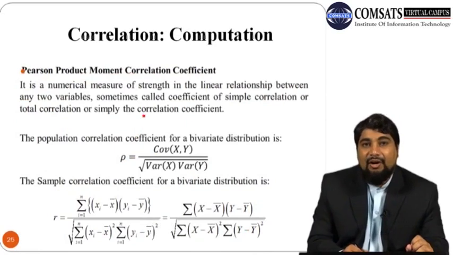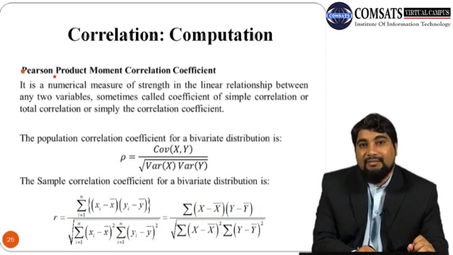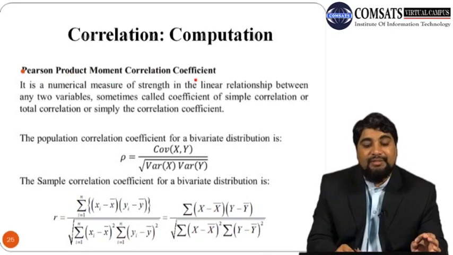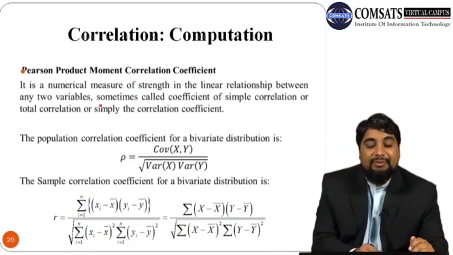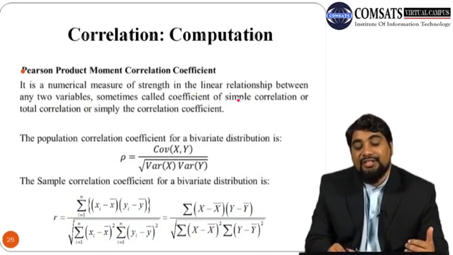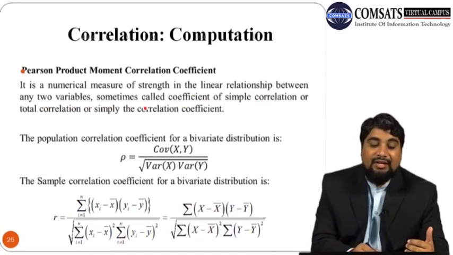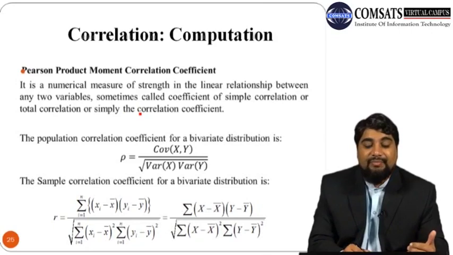So let us discuss how we can compute the correlation coefficient. Karl Pearson provided one formula for finding the correlation coefficient, which is called the Pearson product moment correlation coefficient. It is a numerical measure of the strength of the linear relationship between any two variables, sometimes called the coefficient of simple correlation, or total correlation, or simply the correlation coefficient.